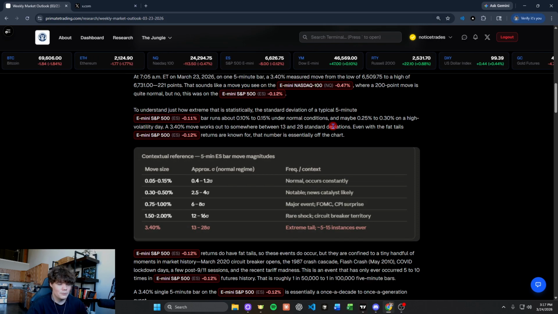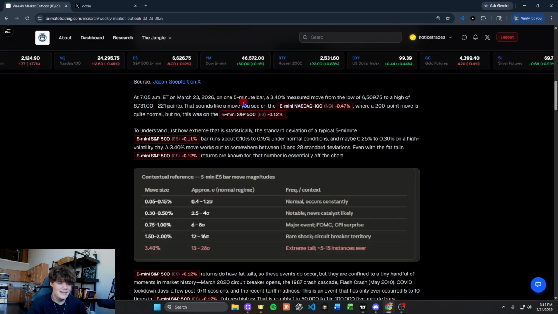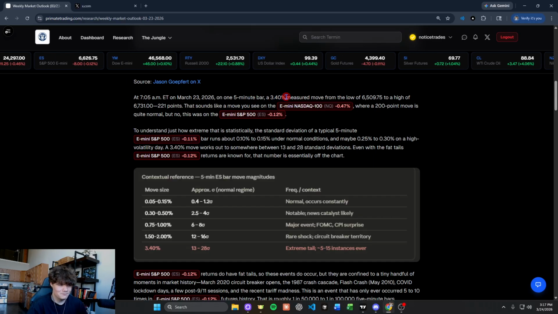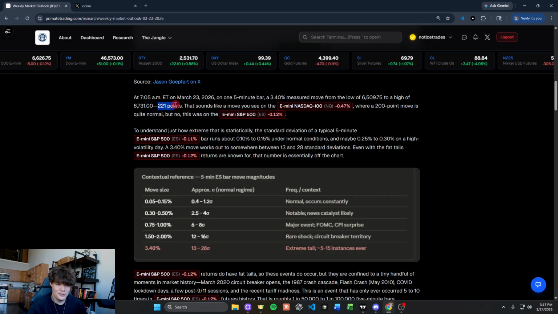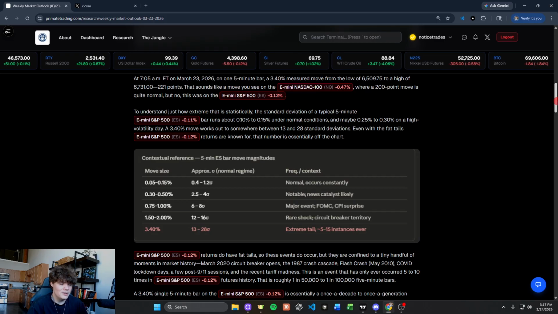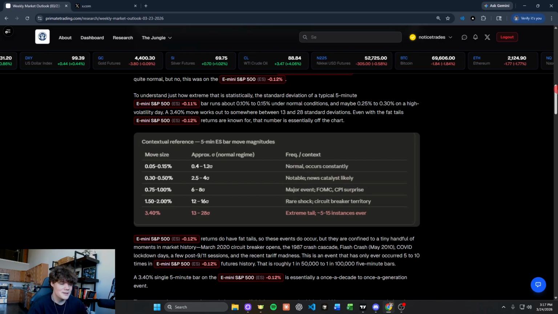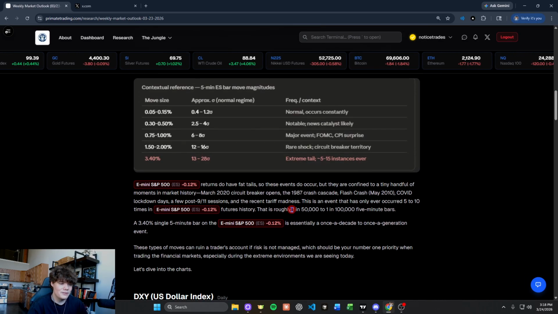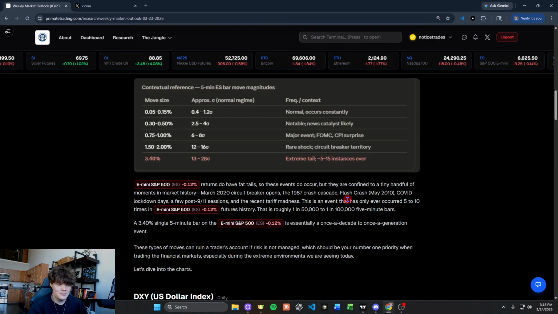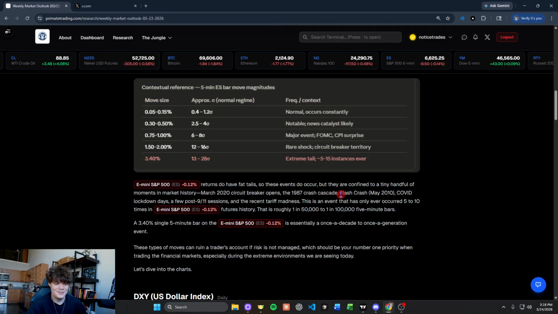And the reason I'm talking about this now is we're going to start talking about the price action. Yesterday at 7 a.m., the ES 5-minute chart, a 5-minute bar, went up 3.4%. That's a 221-point move in the S&P 500. And I was just doing some research because I like statistics. I like to understand the probability and the likelihood of something happening. That is roughly a 1 in 50,000 to 1 in 100,000 5-minute bars. Right, so that's pretty much a once in a decade to once in a generation event, which is just insane.